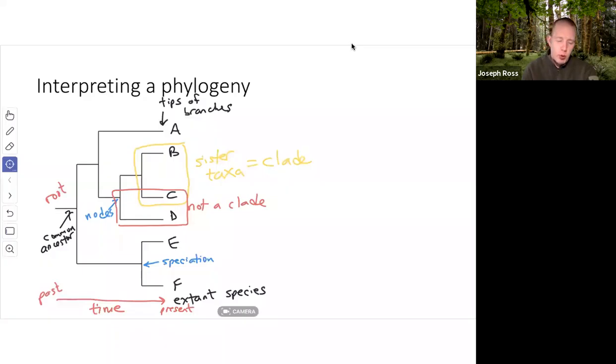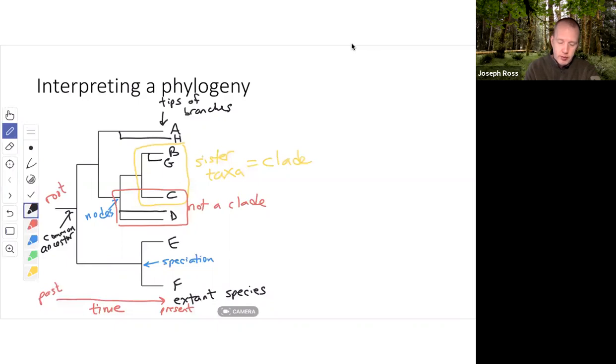And I should make one more point here before moving on, which is that phylogenetic trees don't necessarily include all of the species that are known. It just includes species that are being currently studied. So there are likely many other species that have different relationships in this tree. They're just not shown.